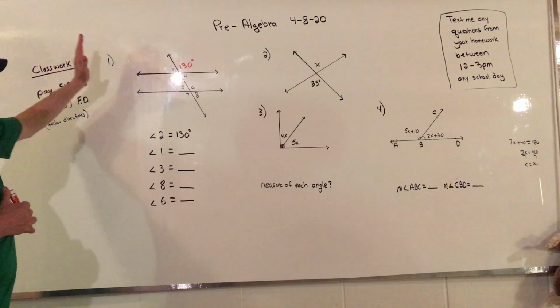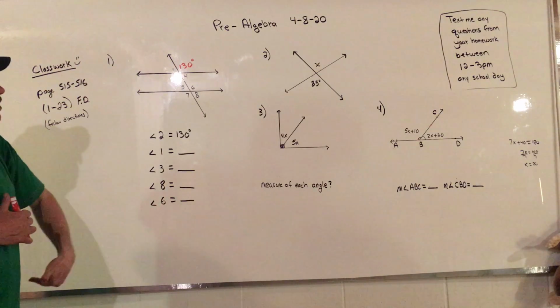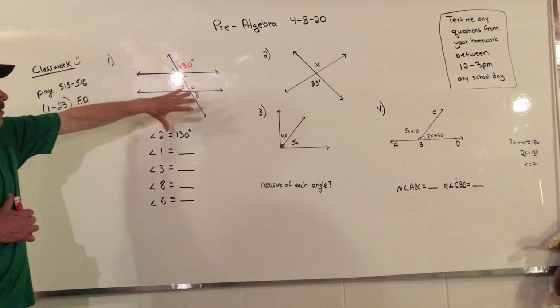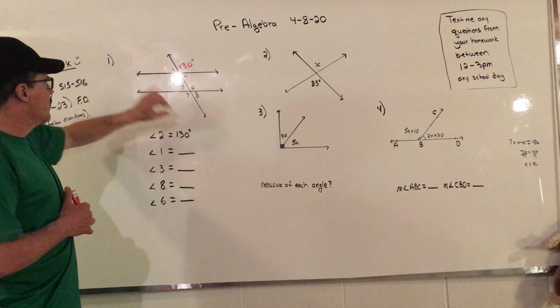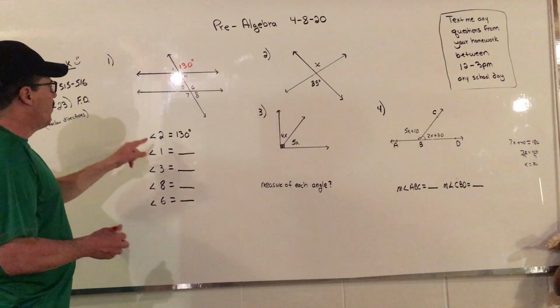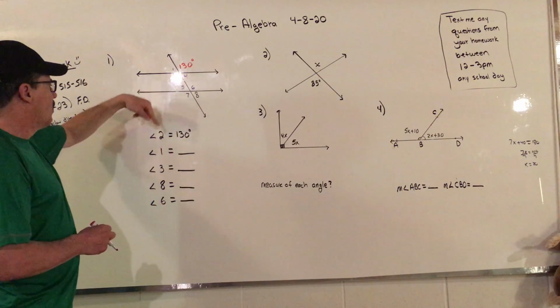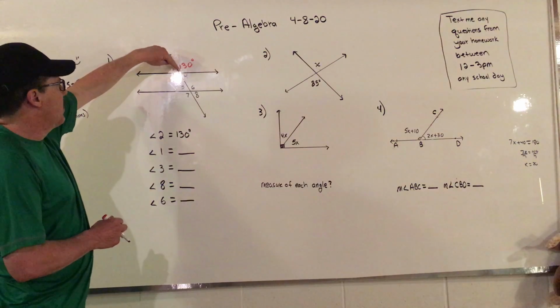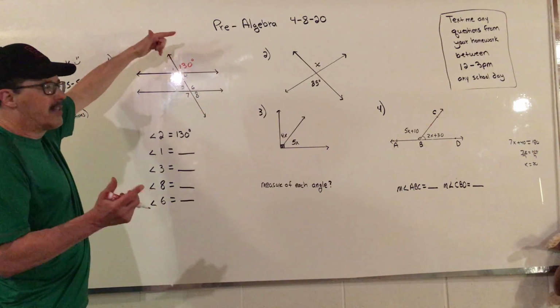Okay, so today we're going to keep going with what we started yesterday. This we didn't talk about too much yesterday, but this is called a transversal, and these are parallel lines. And this is kind of common sense. They want to know how big angle 1 is. Well, they told us the angle 2, which was right here, was 130 degrees. They got to tell us that.